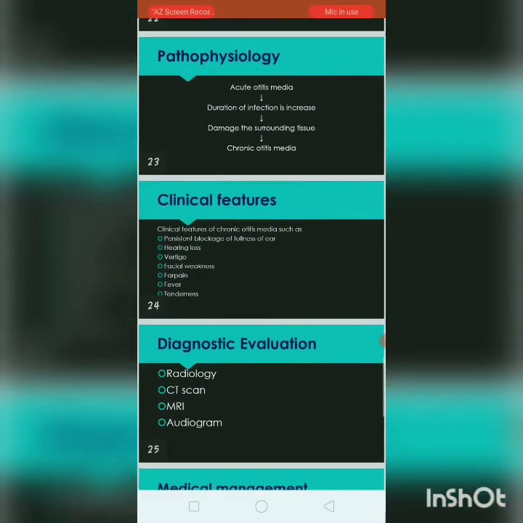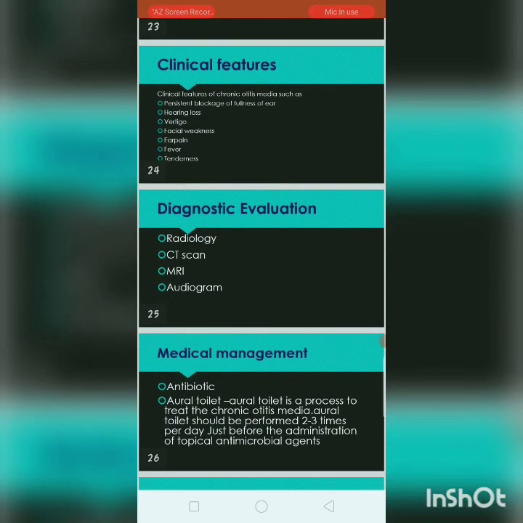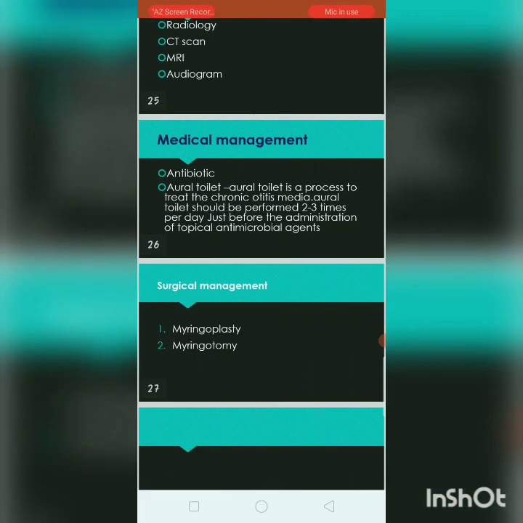Then the clinical features are hearing loss, vertigo, fullness of the ear, tenderness, and fever. Diagnostic evaluation is radiology, CT scan, MRI, and audiogram. Medical management is antibiotics and aural toilet. Surgical management is myringoplasty and myringotomy. So that is all about otitis media.